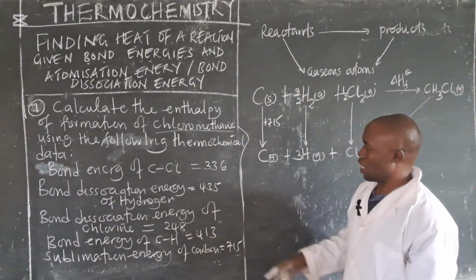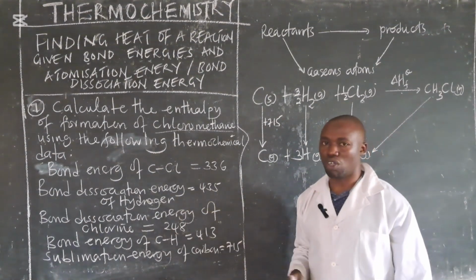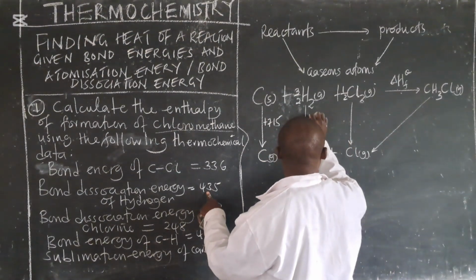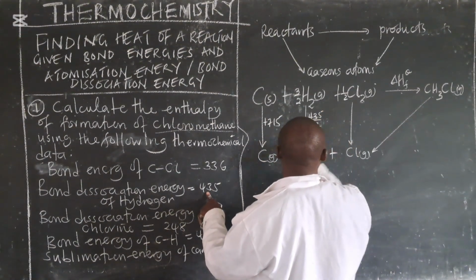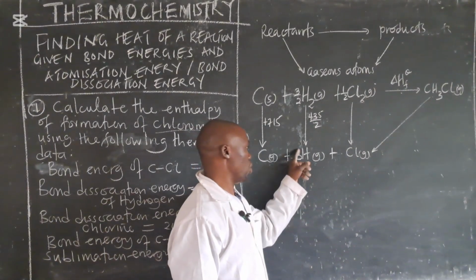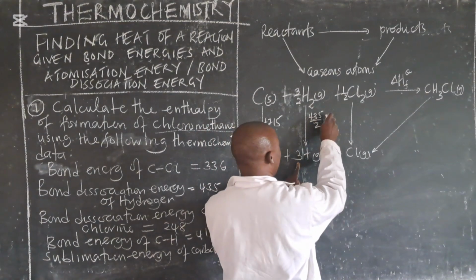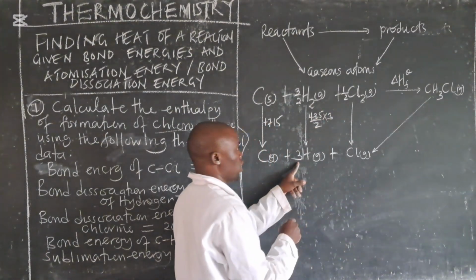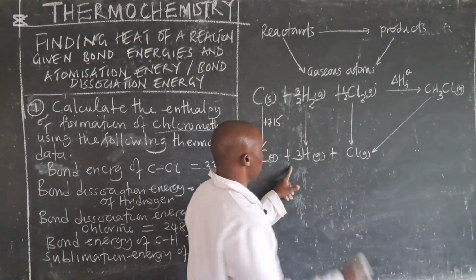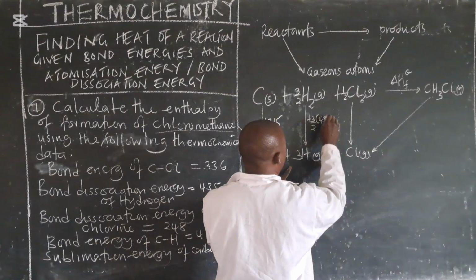Now, they have given us bond dissociation energy for hydrogen, so we first convert it to atomization energy, divide it by 2, so it will be 435 out of 2. But because atomization energy is the energy required to form 1 mole, and I formed 3 moles here, I will multiply this atomization energy by 3. So we can write it in a better way as 3 out of 2 times 435.